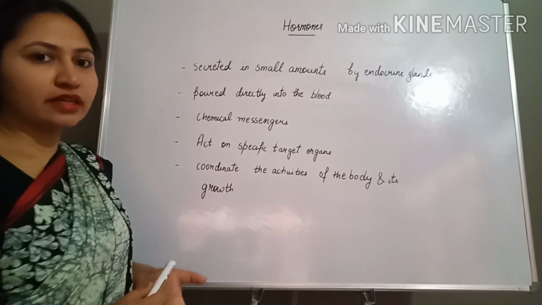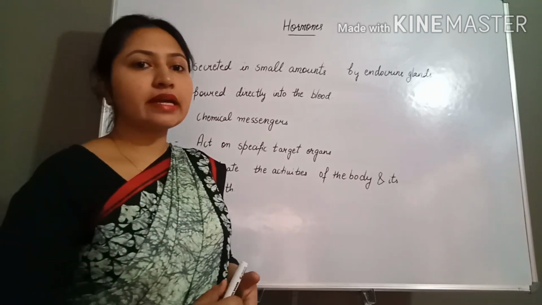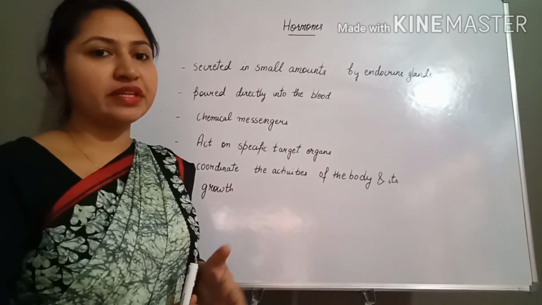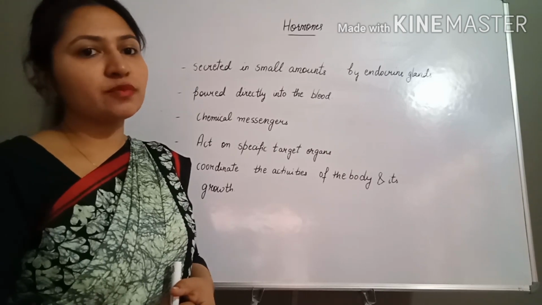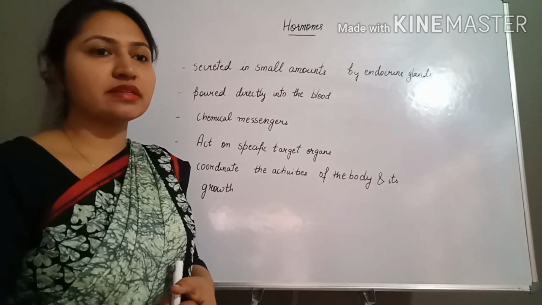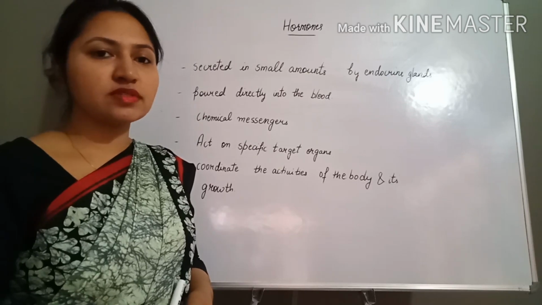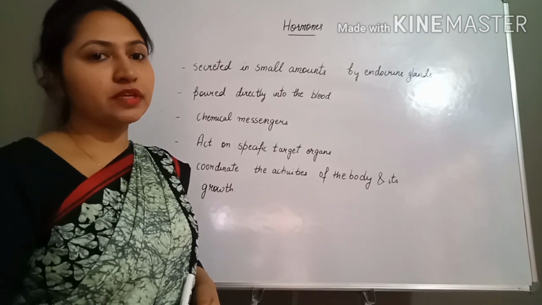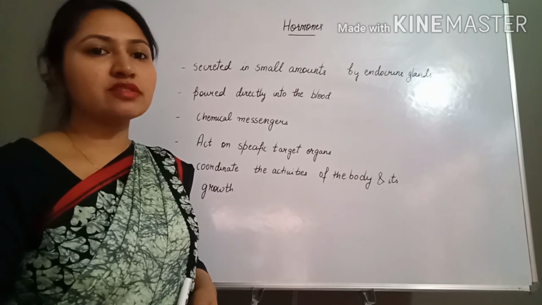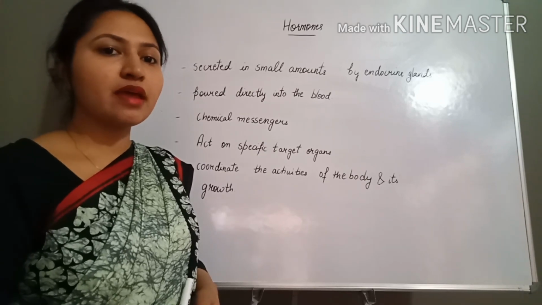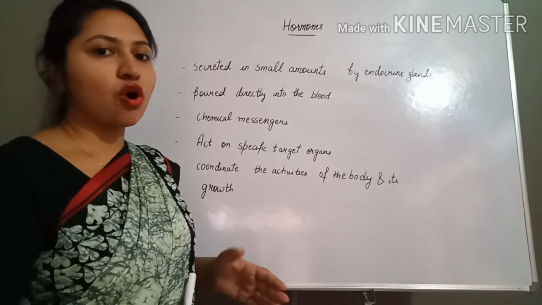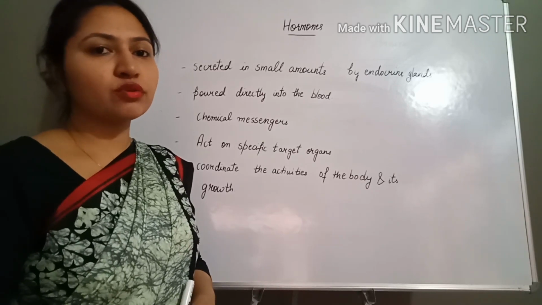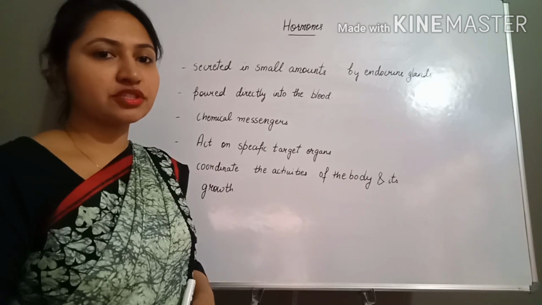As in the starting of the chapter we learned that in the case of animals, for control and coordination, the nervous system as well as hormones are present, meaning two systems are responsible for control and coordination in animals. But in the case of plants, only phytohormones are present. But in animals, the hormonal system as well as the nervous system are responsible for control and coordination.